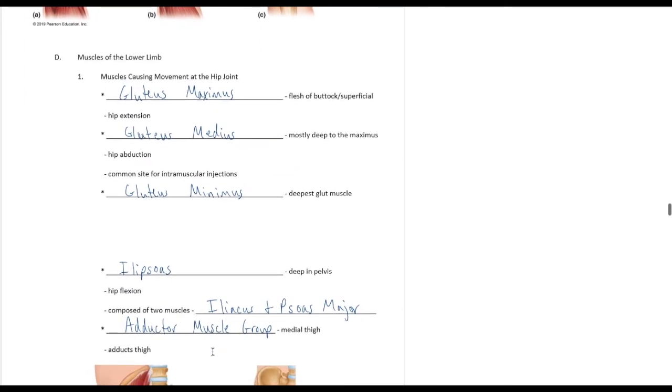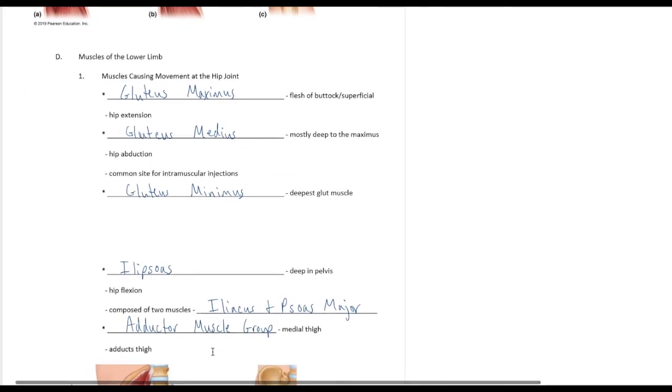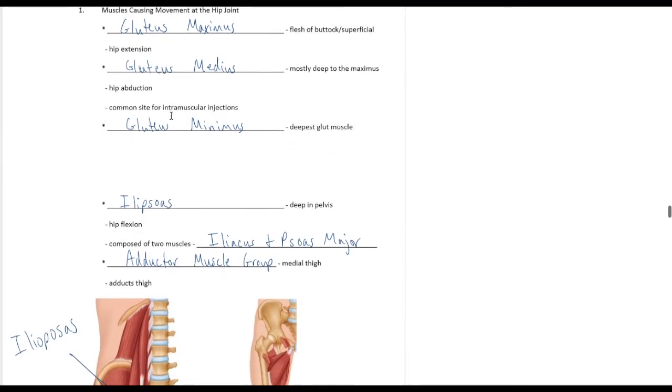So now we're going to do some muscles of the lower limb. So we're going to do muscles of the hip joint. So we have our gluteus maximus, and it's the flesh of the buttocks, and it's superficial, and it's going to deal with hip extension. We have our gluteus medius, and it's mostly deep to the maximus, and it's hip abduction. Then we have our gluteus minimus, and it's the deepest glute muscle. Now, maximus, medius, minimus, you would think size. The maximus is the biggest, minimus is the smallest. Those are all accurate, and we name those based off the size.